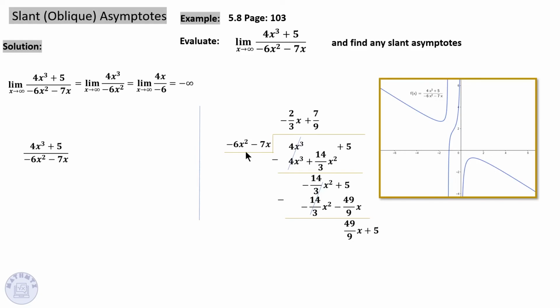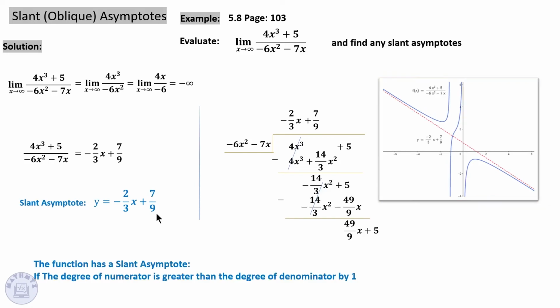Okay, so the quotient or the result of the division, which is right in the top here, will be the equation of the slant asymptote. And that's it. This is the case for every rational function where the degree of the top is larger than the one in the bottom by 1 degree. You can see here it has a negative slope. The slope here is 2 over 3. This is in the form y equals mx plus b.